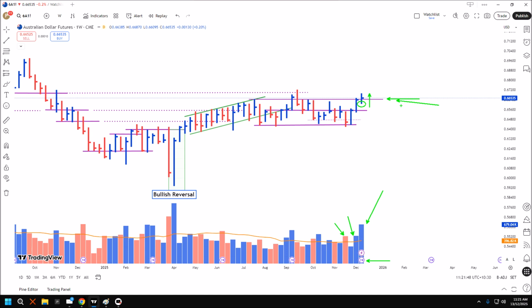But at this point in time, it's just struggling to push above that level, has to absorb supply and wait for that supply to be removed one way or the other before it can really push higher with relative ease.